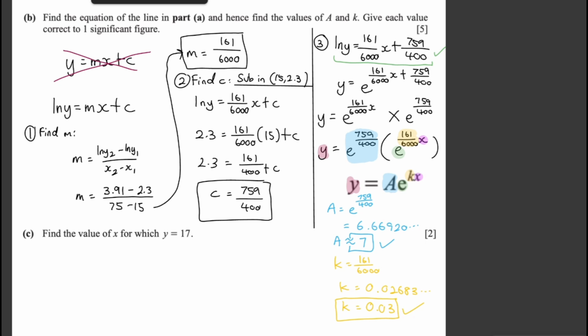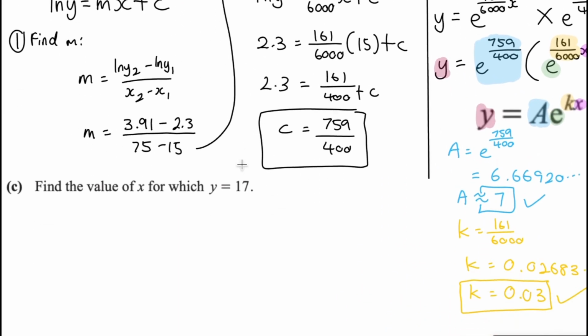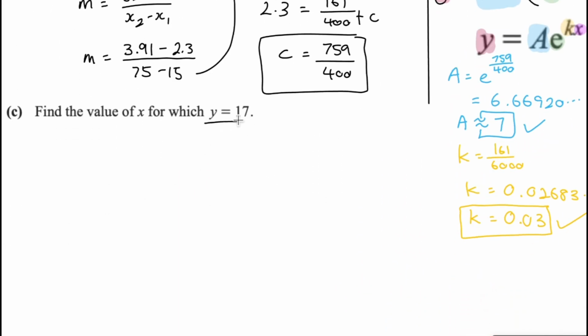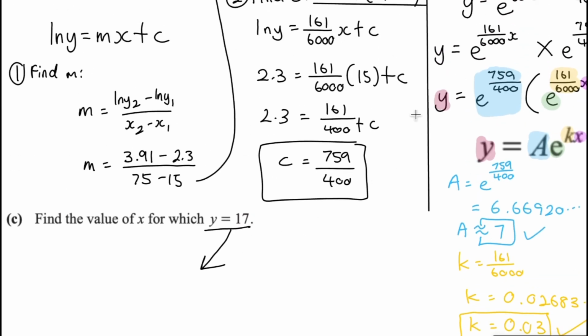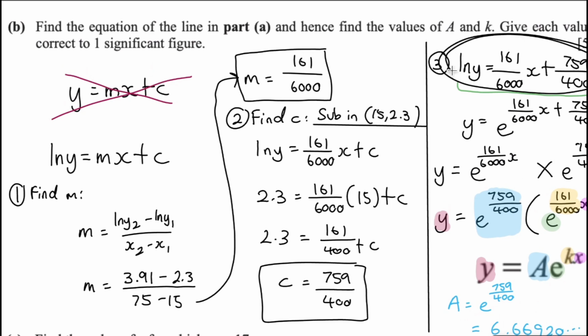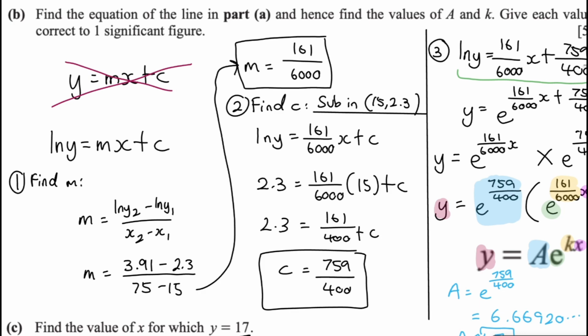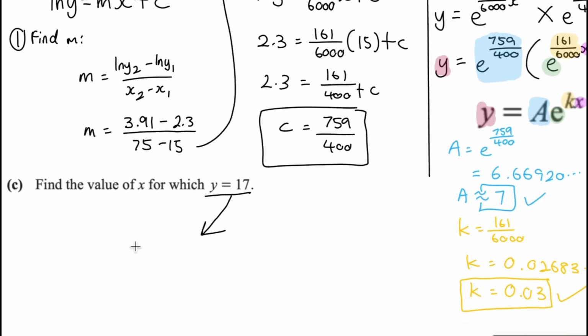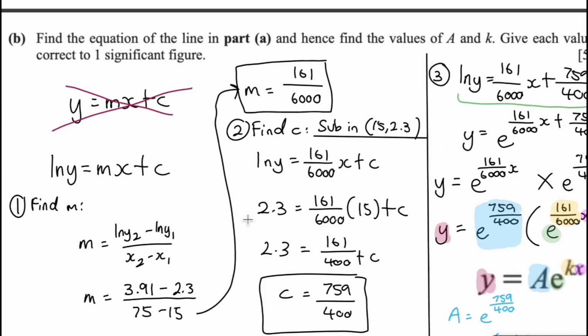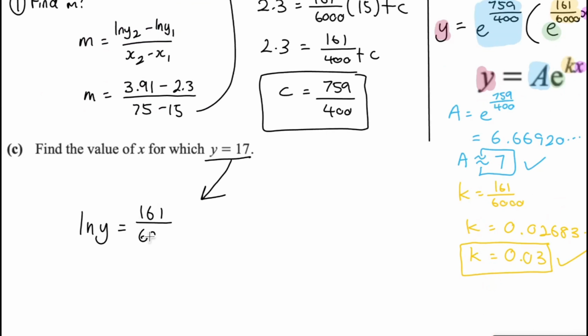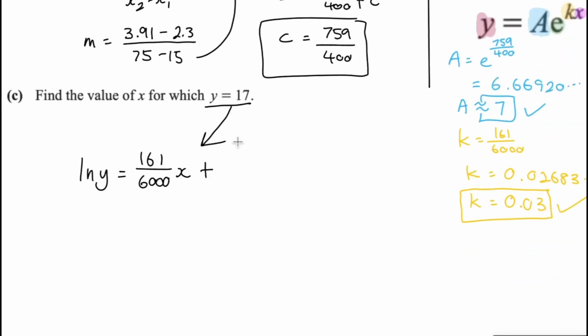Let's go to question C. Find the value of x for which y is equal to 17. Now, if I want to do this, this is like a bonus question, because all you would have to do is sub in y equals 17 into one of your completed formulas. And really, you can use this one that you have here. So ln y is equal to 161 over 6000x plus 759 over 400. I'm just going to write that down here. So 161 over 6000x plus 759 over 400.